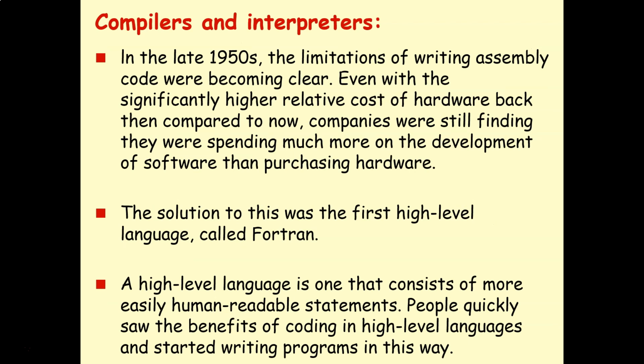So by the late 1950s, the limitations of writing assembly code were becoming clear. Even with the significantly higher relative cost of hardware back then compared to now, companies were still finding they were spending much more on the development of software than purchasing new hardware. The solution to this was the first high-level language called Fortran. So a high-level language is one that consists of more human-readable statements. People quickly saw the benefits of coding in high-level languages and started writing programs in this way.